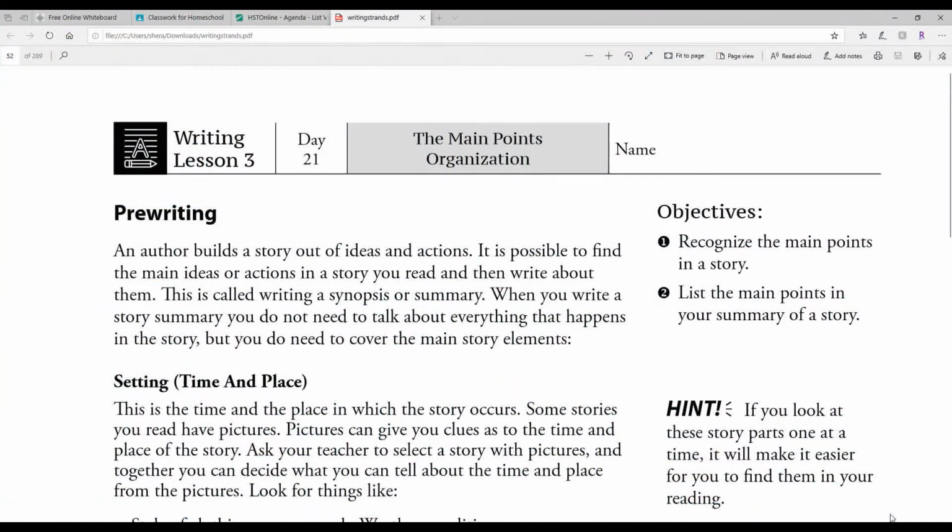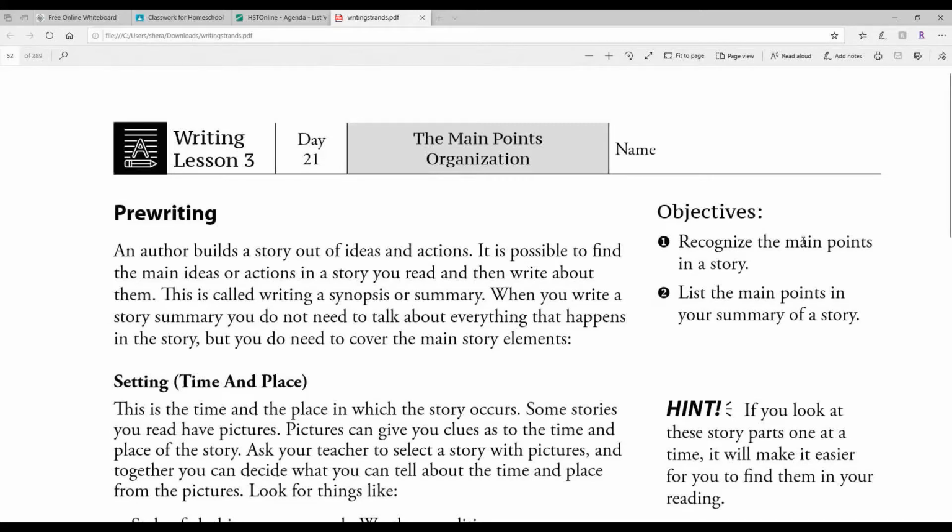Good morning. We're going to go ahead and start our writing lesson for the week. So we should be on page 51. Now we've got two pages to look at today, nothing really to do, just some reading and talking about some stuff. We're really going to be talking about the parts of a story.